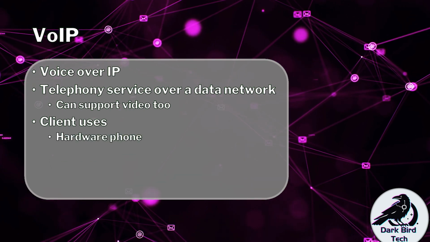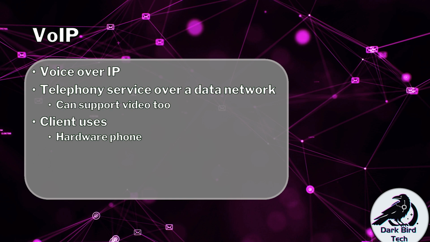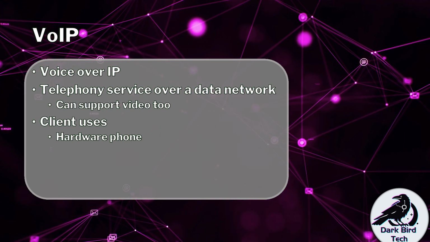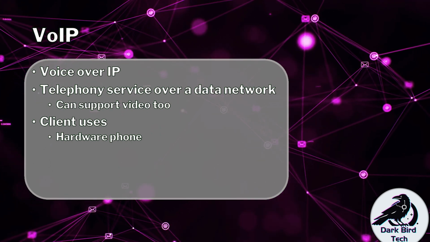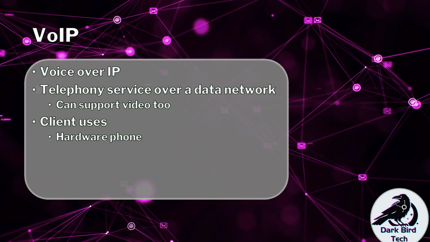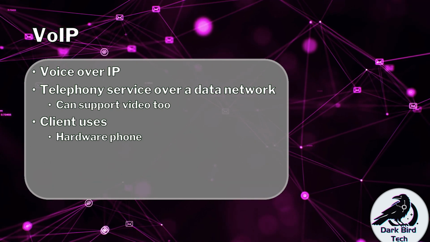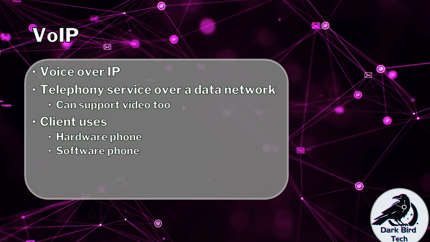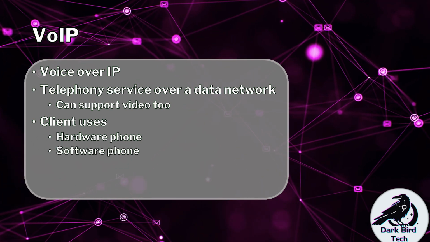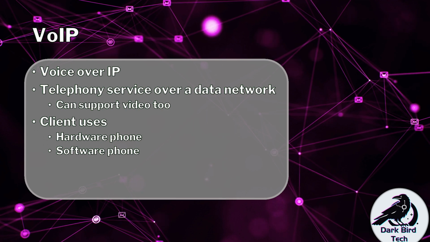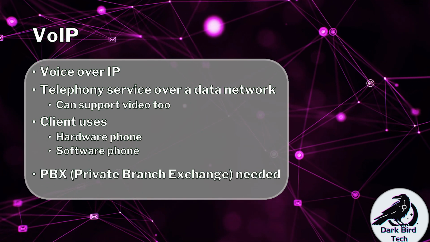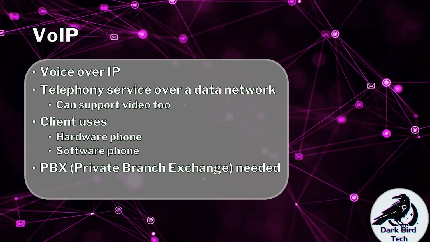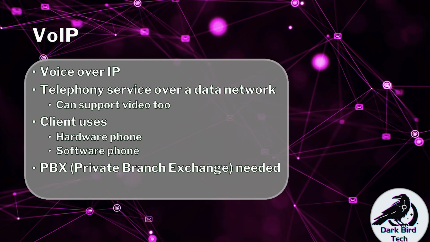The user will either have a hardware phone on their desk, looks like an ordinary telephone, but obviously it's communicating via a network cable instead of a telephone cable, and we're using voice over IP instead of analog conversions. Or they are using a software phone on their laptop, their desktop, or their smartphone. Now, we do need a PBX, or private branch exchange, for telephony services to work.